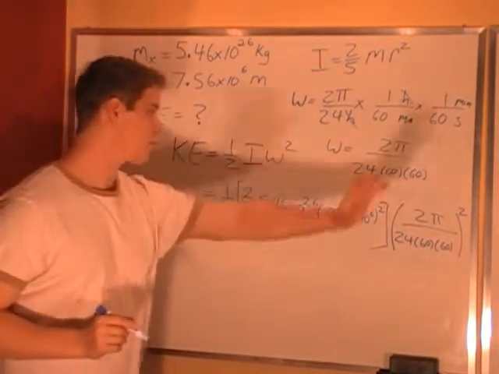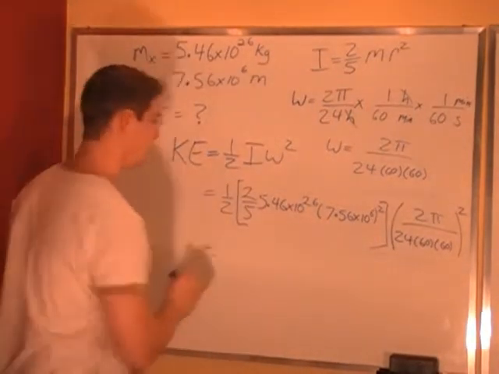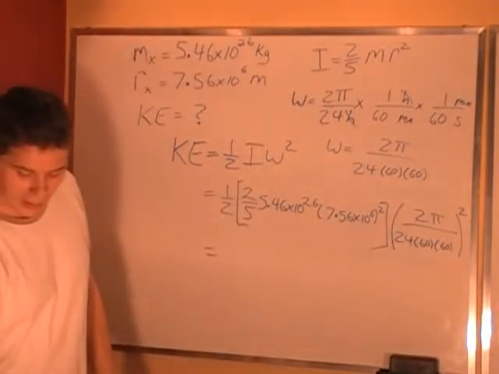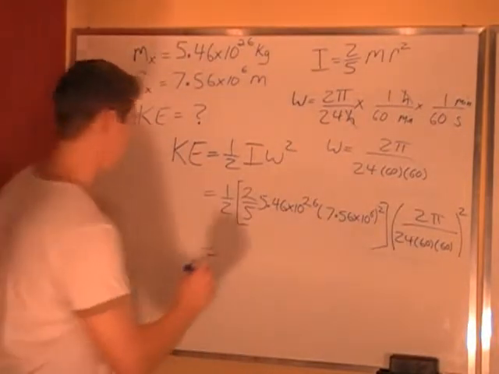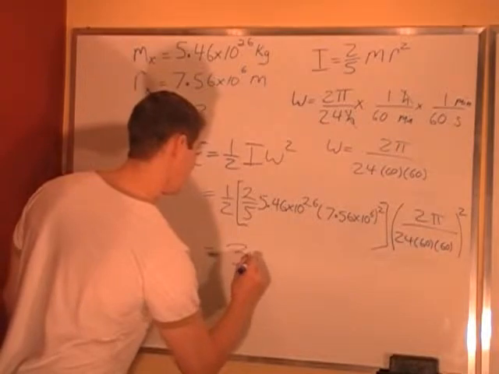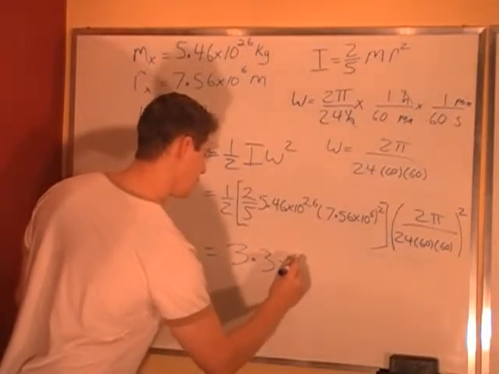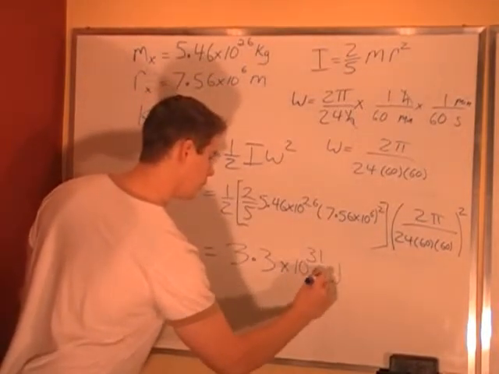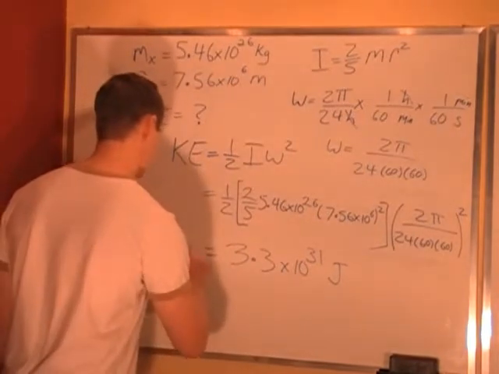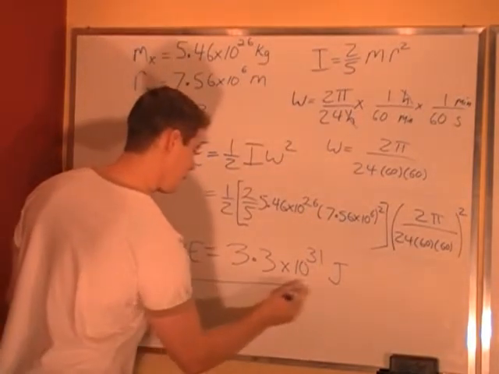Now if we plug this whole schmozzle into our calculator, we get a kinetic energy of 3.3 times 10 to the 31 joules. Final answer.